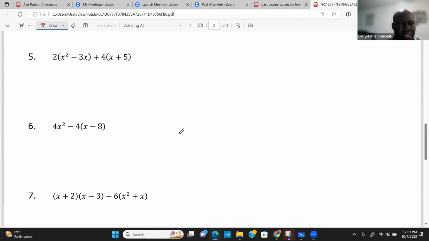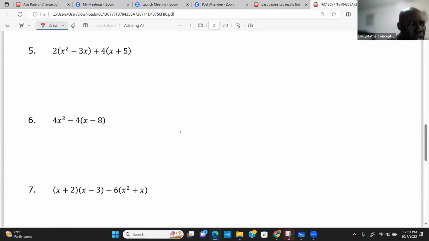Let's look at the next question. So here we're going to distribute 2 times. So we're going to distribute the 2 here and here, and then the 4 here and here. So 2 times x squared will give me 2x squared. 2 times negative 3x will give me negative 6x. Positive 4 times x is positive 4x. Positive 4 times 5 will give me positive 20.